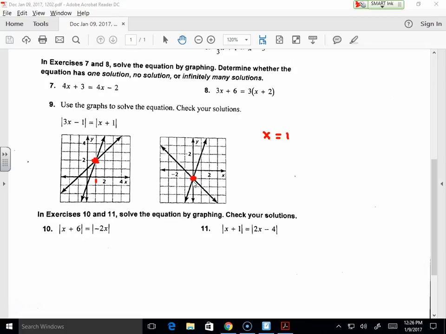That's the point. And what are we taking for our final solution? The x and the y, or just the x? Perfect. So we're going to say just 0. Does that make sense?